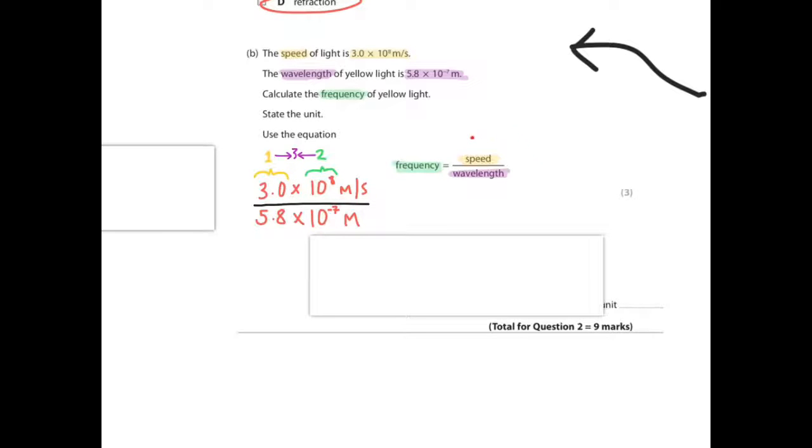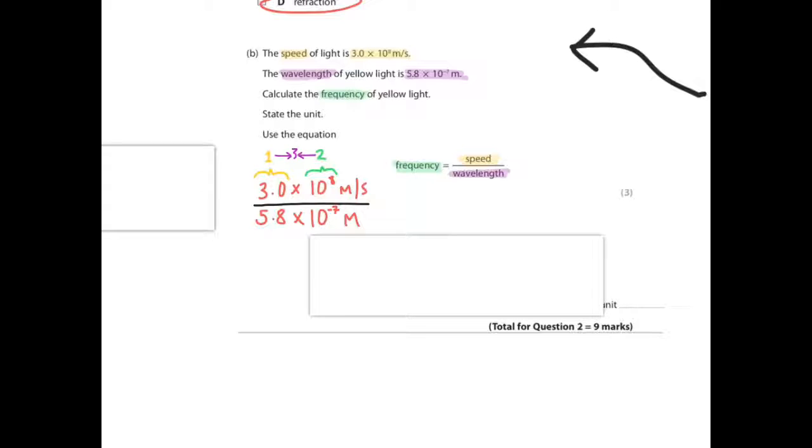So they've given you speed, they've given you wavelength, and you just want to work out frequency. This is worth 3 marks. The marks here don't come from rearranging the equation, you don't need to do that, but they come from processing the standard form, and you need to state the unit as well. So this is how I've set out this substitution of the figures into this equation. You can see 3 times 10 to the 8, which is speed, divided by wavelength, which is 5.8 times 10 to the minus 7.